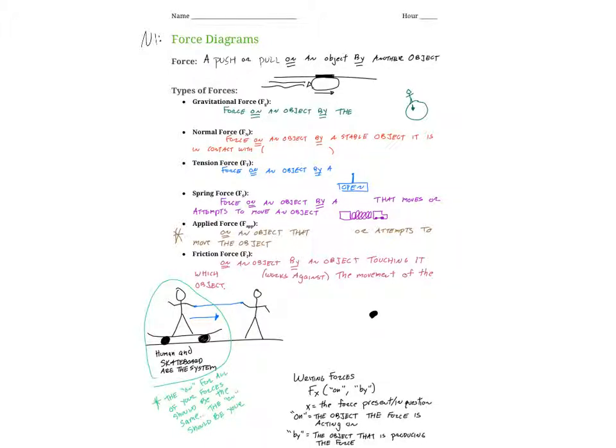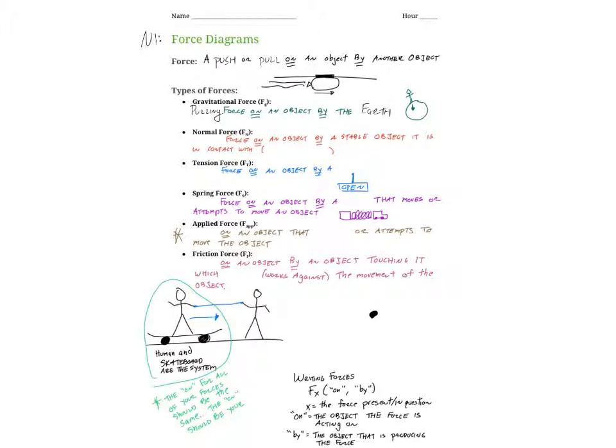Now, gravitational force is the pulling force on an object by the Earth. So in this case, the Earth is pulling on anything, a human, car, toy, computer, pulling that object down towards the Earth.